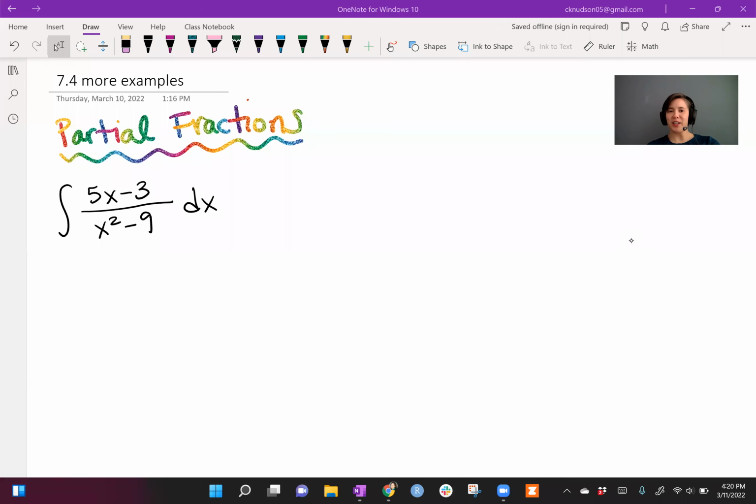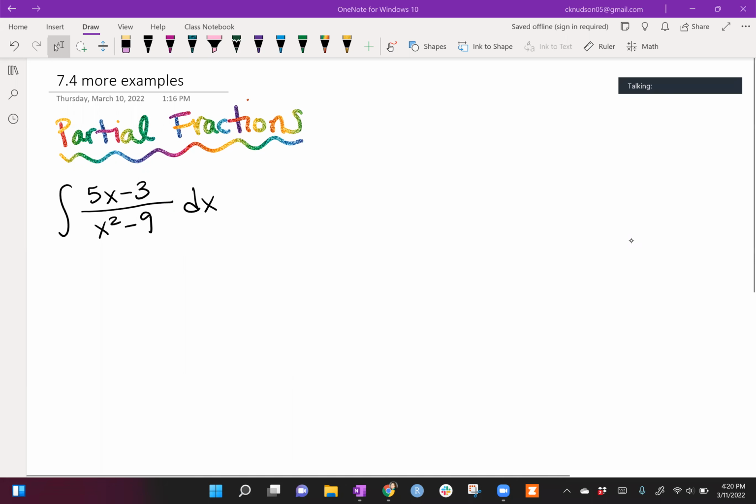Hello, math people. In this video, we're going to talk about partial fractions, which is a technique of integration that you often learn in Calculus 2. Shown here on the screen is one example of an integral that we could use partial fractions on. We have the integral of 5x minus 3 over x squared minus 9 dx.